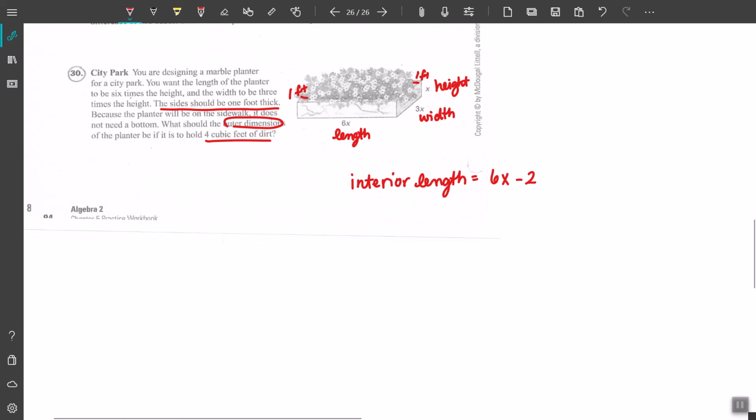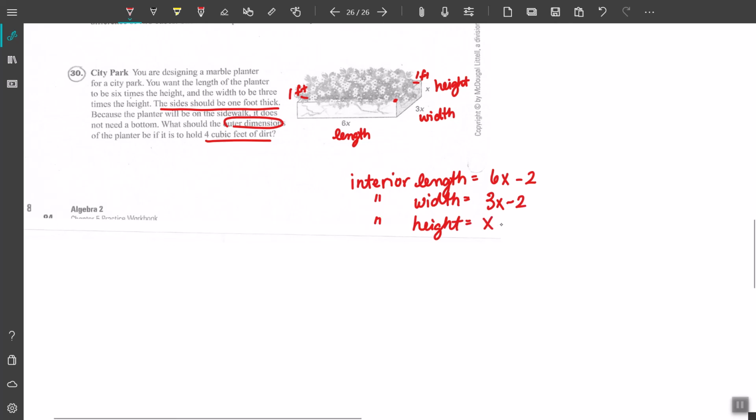All right. The interior width, we're going to do the same thing. The outer measurement is 3x. However, we have to account for the thickness of this wall in here. Once again, 1 foot on each side is going to be kind of taken away from it. So we're going to subtract by 2. All right, that will give us the width on the inside that the dirt is actually touching. And then we'll do the same thing for the interior height.